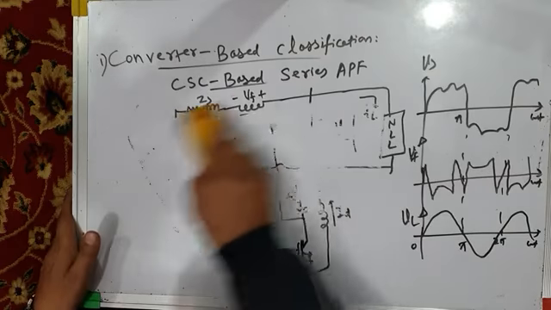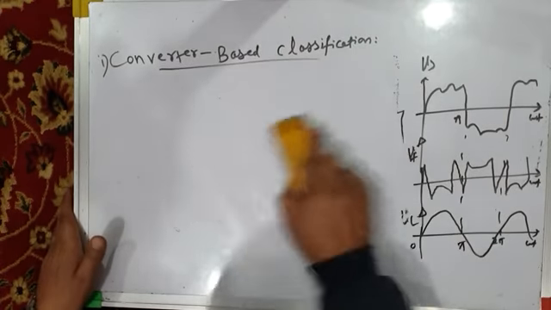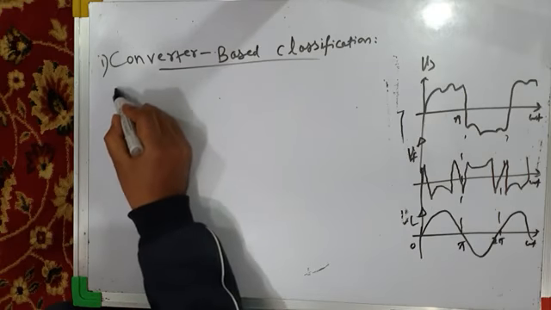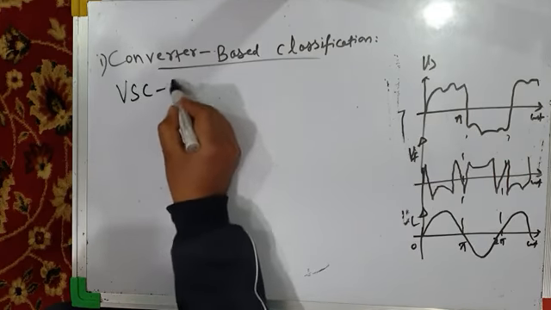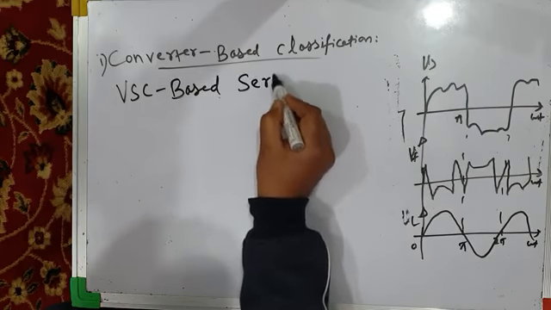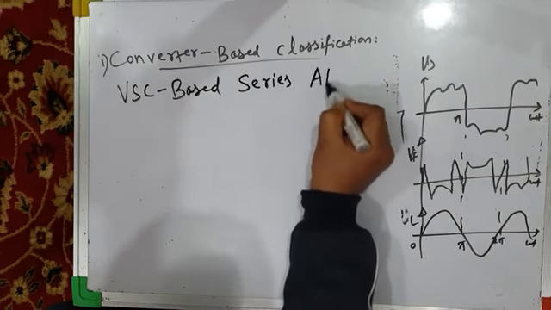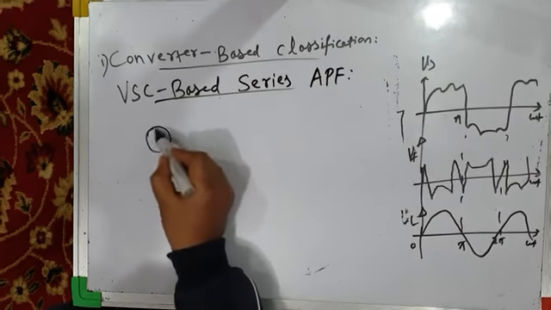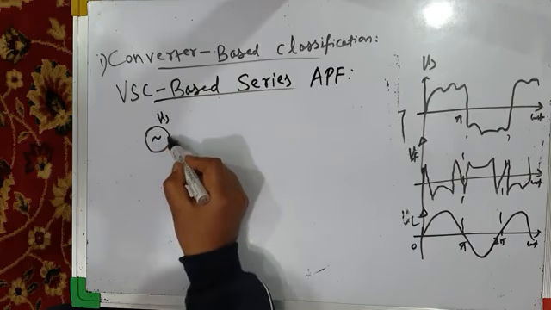What about voltage source converter based series active power filter? Schematically, it will look like this. VSC, that is voltage source converter based series active power filter. It looks like this. This is source voltage, which is distorted.